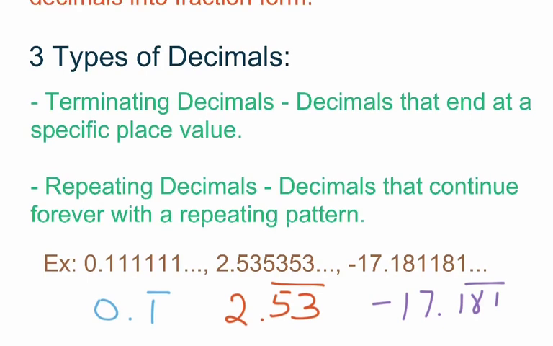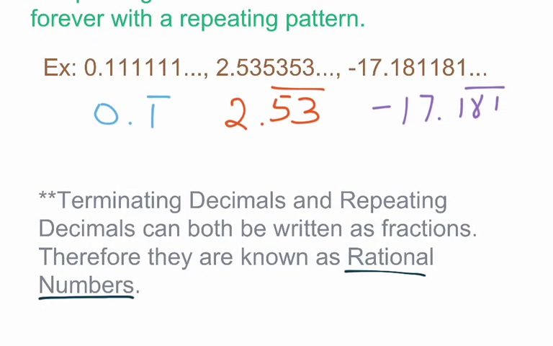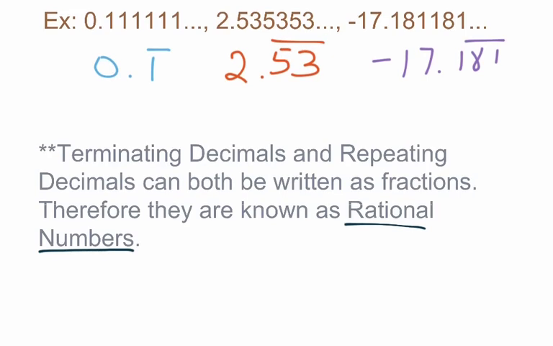Now so far we've talked about 2 of the 3 different types of decimals, terminating decimals and repeating decimals. Those 2 types of decimals can both be written as fractions. So anytime that we have a terminating decimal or a repeating decimal, those numbers can be written as fractions, and therefore they are known as rational numbers.